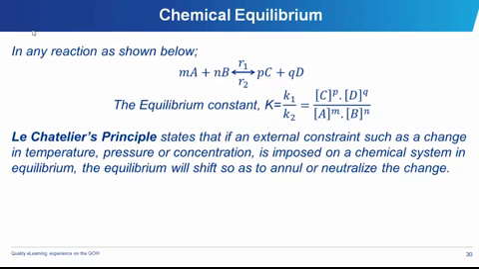Now, how do we calculate chemical equilibrium? Of course, they have the formulas up on the slide, and Le Chatelier's principle. Le Chatelier's principle states that if an external constraint, such as change in pressure, temperature, or concentration, is imposed on the chemical system, the equilibrium will shift to neutralize or to annul this change.